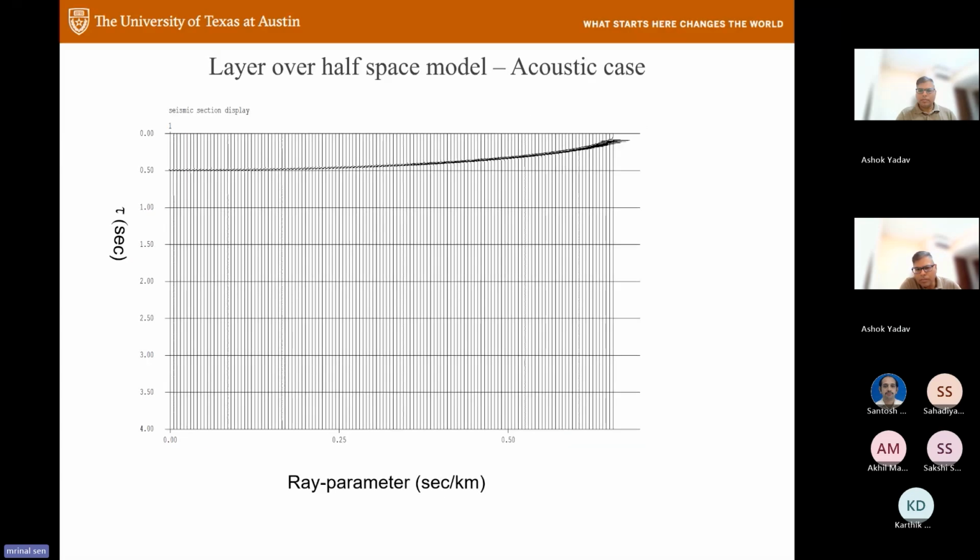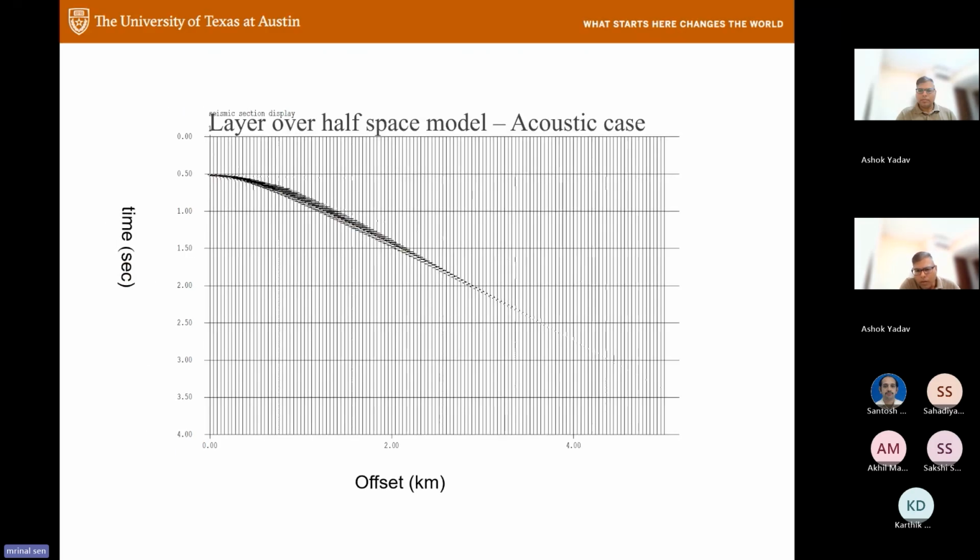So here you're only seeing the effect of the reflection coefficient, right? But here we have the reflection coefficient effect as well as the spreading. That is why you see that in the beginning, the reflection coefficient was dominant, so you were seeing an increase with offset, but later on spreading is dominant. So now it's decreasing.